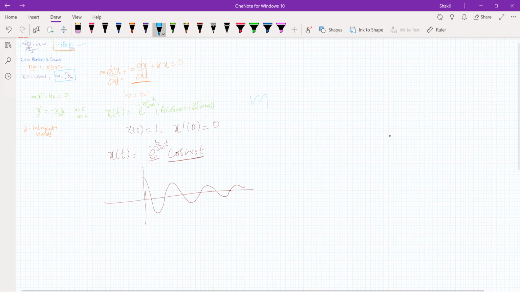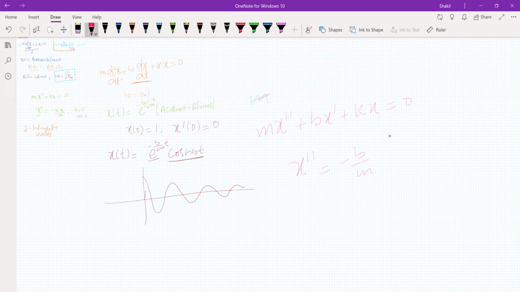We can say this is m. Let me use a different marker. This is m x double dash plus b x dash plus k x equal to 0. So I can write x double dash on one side. This is x double dash equals minus b by m x dash minus k by m x. So this is how I arrange the terms.